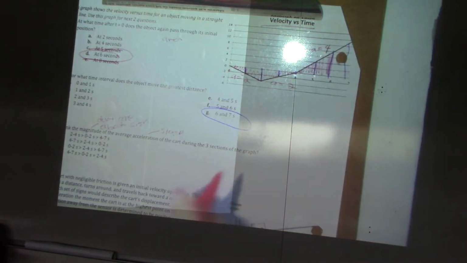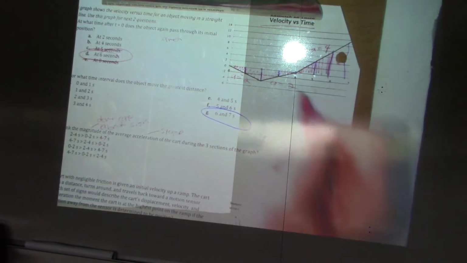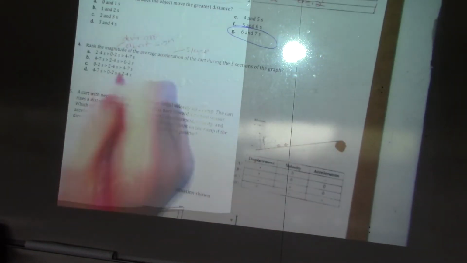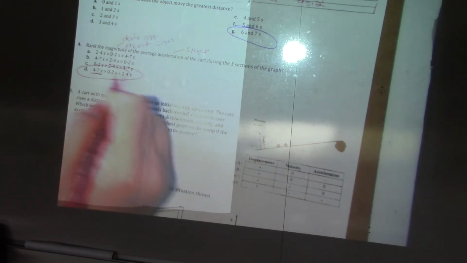So then the greatest acceleration, if we're just looking at magnitude, is the 4, which was from 4 to 7 seconds. And then these 2 are opposite signs but equal in magnitude. So 4 to 7 and then the other 2 are equal, that's D. 4 to 7 has the greatest acceleration and then these 2 are equal to each other.